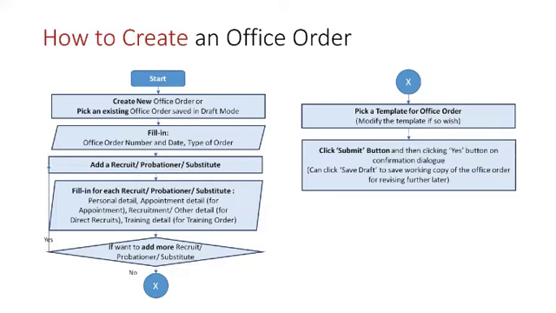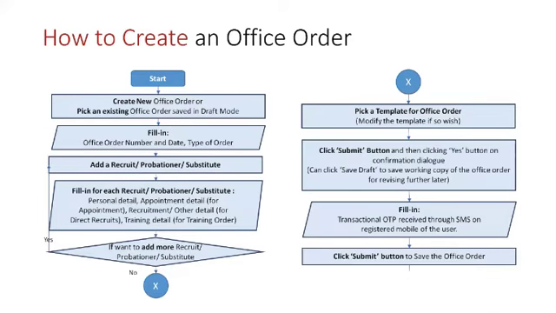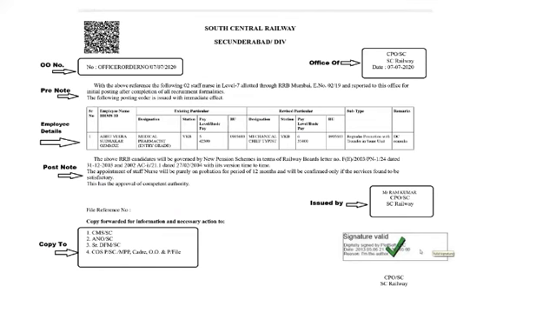Once he's sure that everything which is to be written in the order is written, the same is to be submitted. And then through OTP, which is received through SMS on a registered mobile, it is submitted and sent off. We will see a common office order, how it looks.